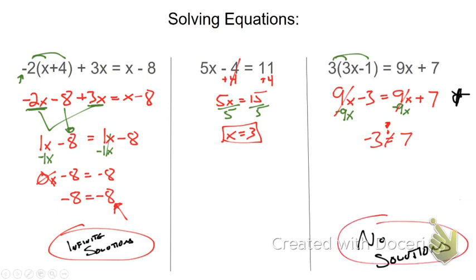So we have a one solution, a no solutions, and an infinite solutions equation. Once again, one last little word of wisdom. Think as you're working through these problems. If you start to see situations like that, you might know that you have an infinite solutions or a no solutions situation.